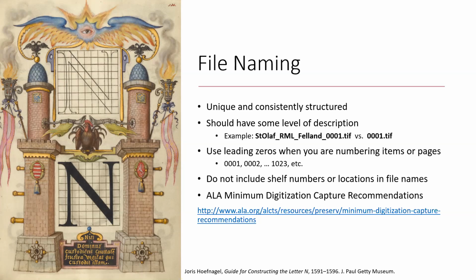So in the example given here, the first file name is St. Olaf_RML_Felland_0001. And this shows that the file belongs to the St. Olaf College Rolvag Memorial Library. It's part of the Felland collection and it's negative number 1 in the series, versus just 0001, which only tells you that the image number is first in a series. In this example, you can see that I've used leading zeros, which will help to enable numerical sorting.